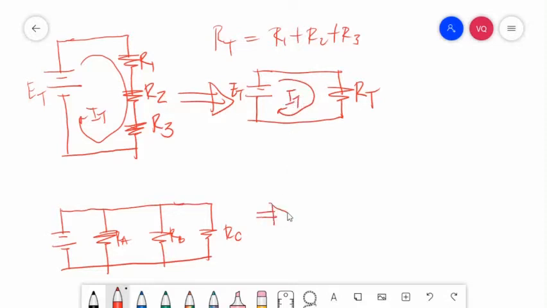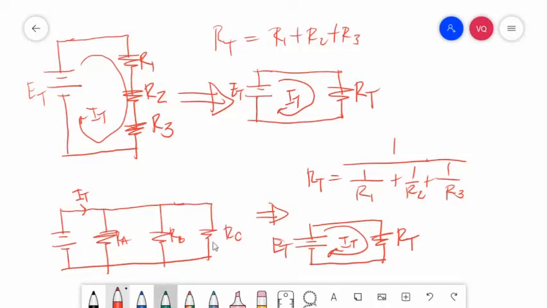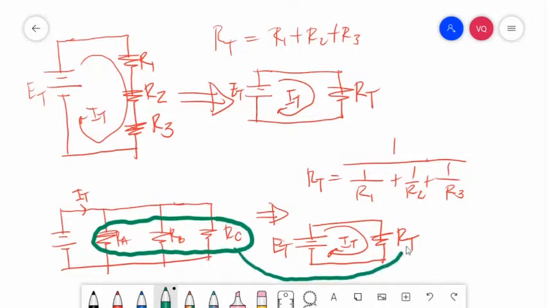Same here in parallel. If we simplify this circuit, we will get total resistance equal to 1 over 1/R1 plus 1/R2 plus 1/R3. Then, simplifying it into a simple Ohm's law circuit, this will be our total resistance connected to a total voltage. And this will be your total current, supplying the combination of these three resistors.